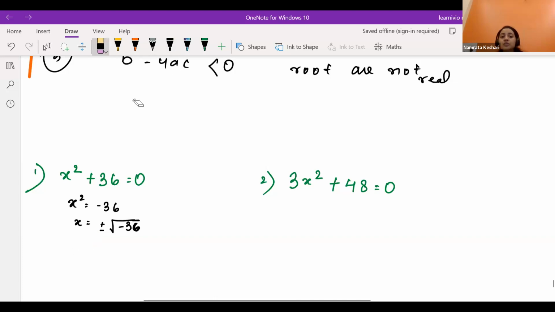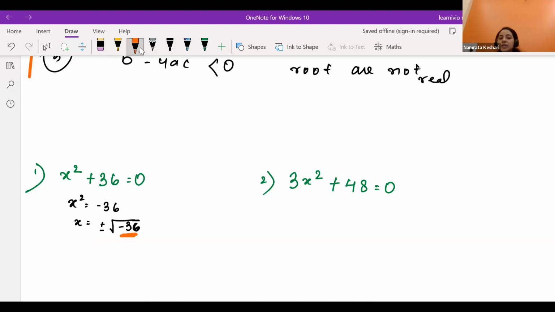Inside the square root, as you learned in the first chapter, if a negative number comes inside the root sign, it is not acceptable. Here the roots are not real.